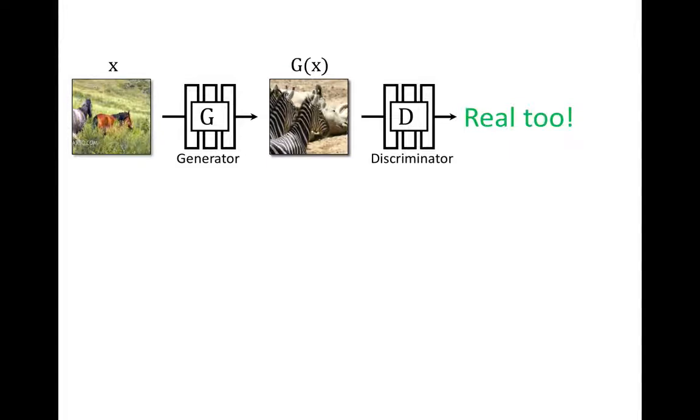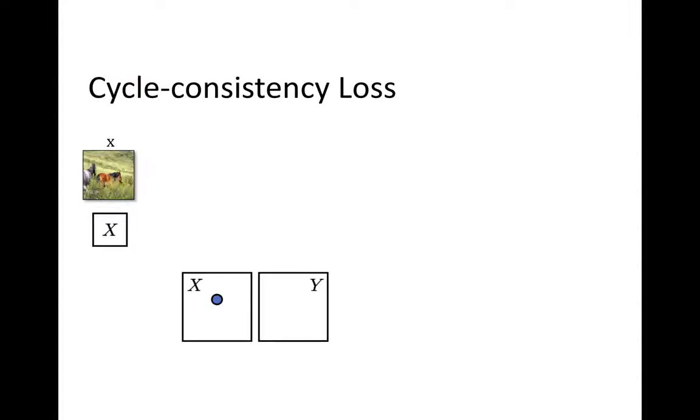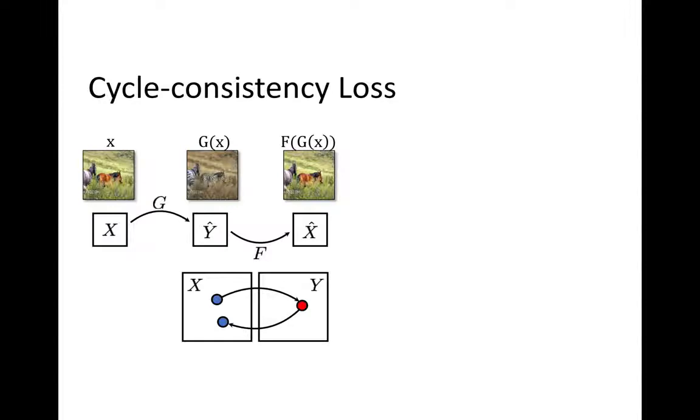So here, we want to add another constraint. Because the change between the two images is better to be small, that means we can better reconstruct the image from the transformed image, right? So we transform image X to Y, and then we can also easily reconstruct the original X from Y. Here we add another reconstruction error to the traditional GAN.